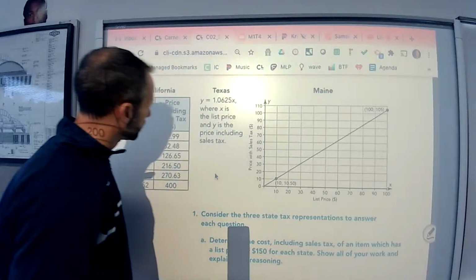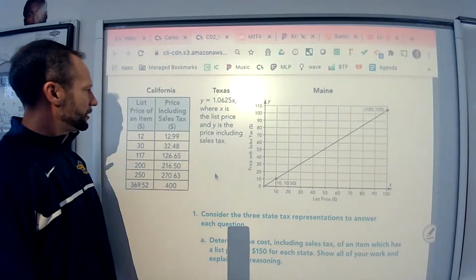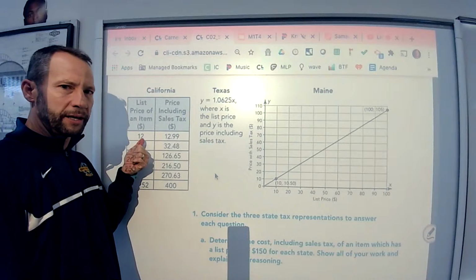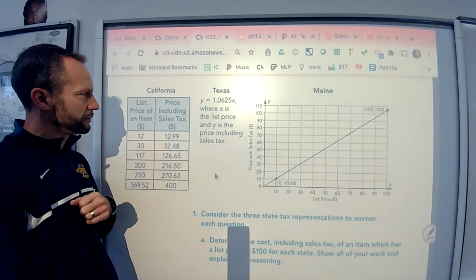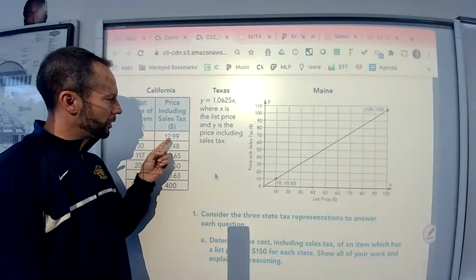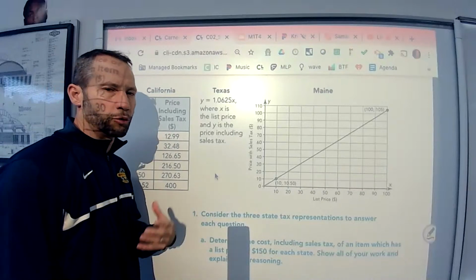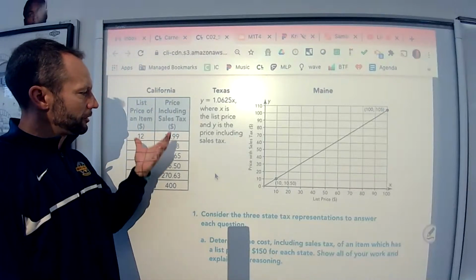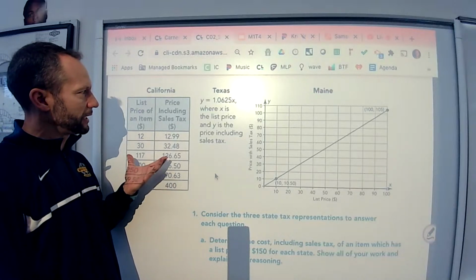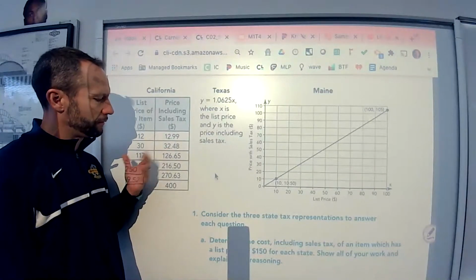So, for example, in California, it tells us a list price. An item in California that has a list price of $12, you are going to pay a total of $12.99, including tax. So students now had to take this table and figure out, okay, what is the sales tax rate in California?